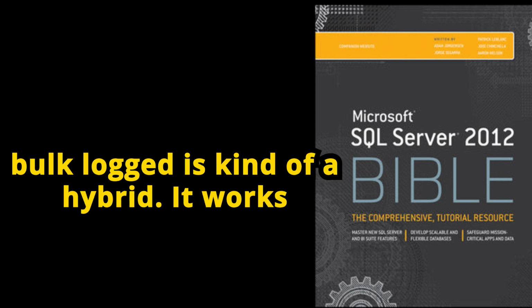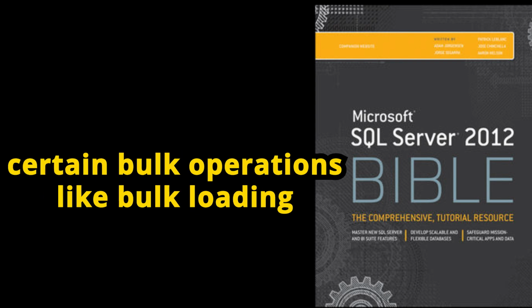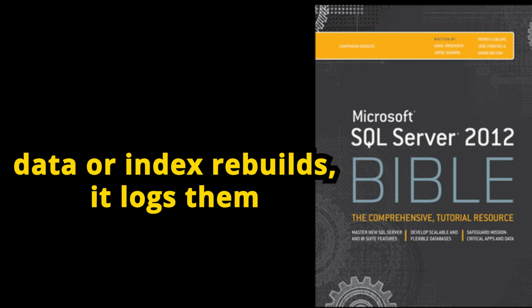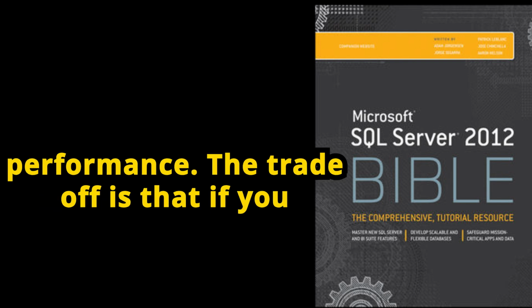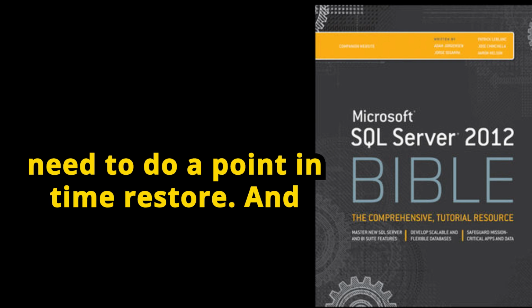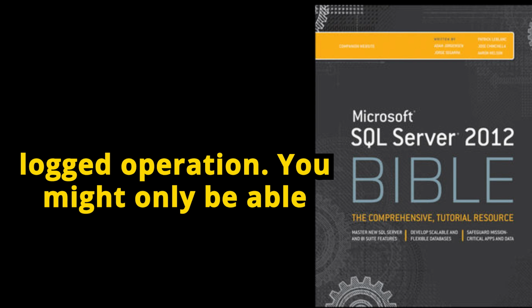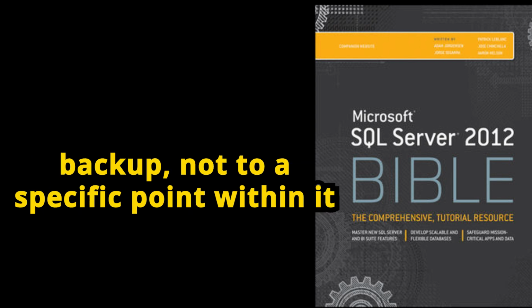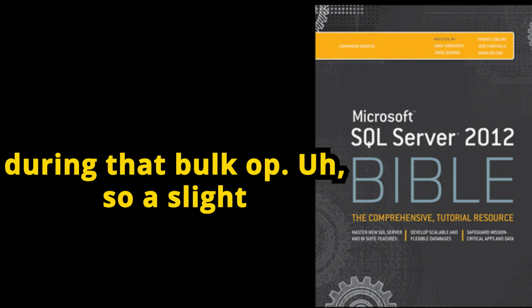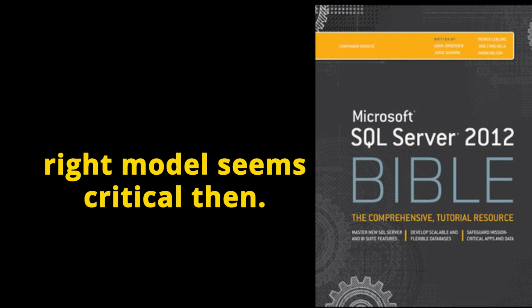Exactly. And then bulk logged is kind of a hybrid. It works like full for most operations, but for certain bulk operations like bulk loading data or index rebuilds, it logs them minimally to save log space and improve performance. The trade-off is that if you need to do a point-in-time restore, and that point falls within a minimally logged operation, you might only be able to restore the whole transaction log backup, not to a specific point within it during that bulk op. Ah, so a slight compromise for bulk speed. Choosing the right model seems critical then.